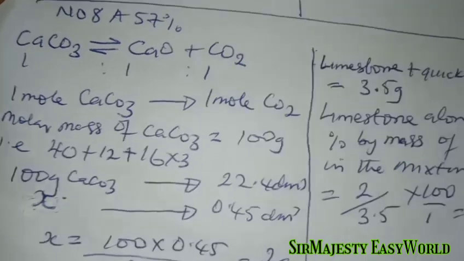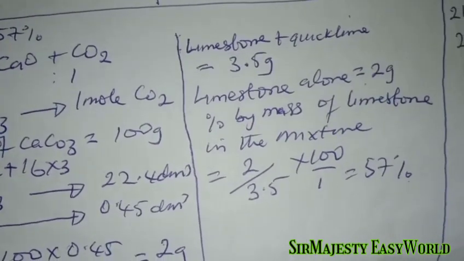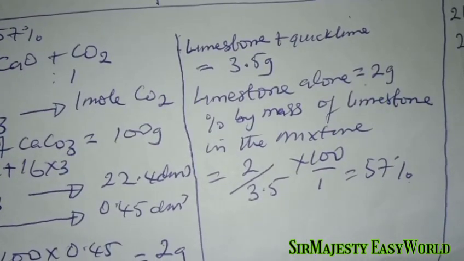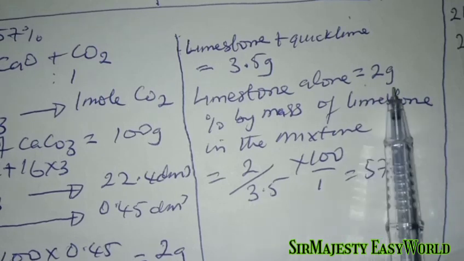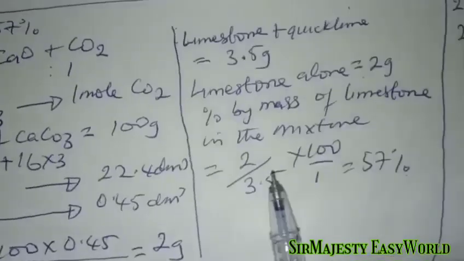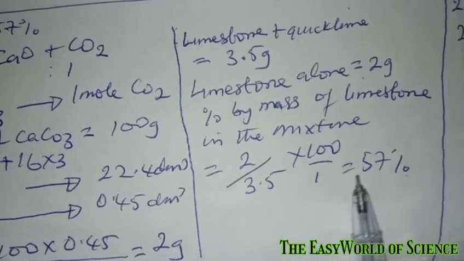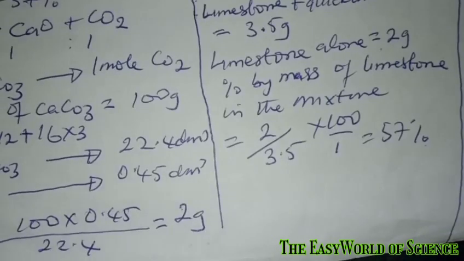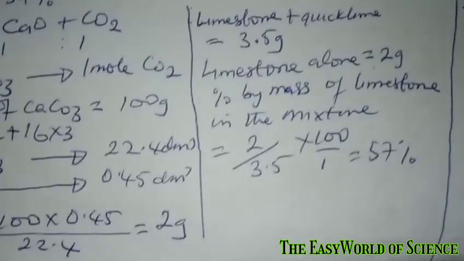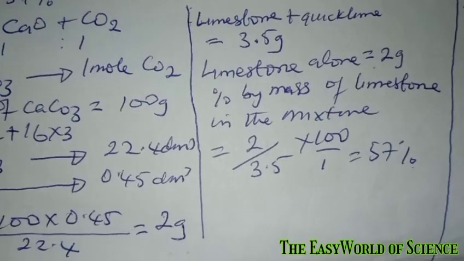Then taking a look at the percentage, the total mass of the mixture is 3.5 grams. Then limestone alone is 2 grams, as you can see there. Then you can do the calculation here: 2, which is the mass of limestone, over the total mass of the mixture, times 100 over 1, which is 57%. That's option A. If you have any other question confusing you about these calculations, you can use the comment box. We move to the next one.